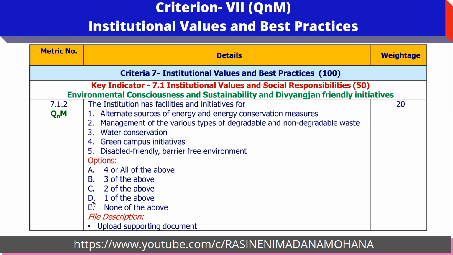So you can select which option your institution is having. If you are having 4 or above, any 4 or all, option A. If you are having any three of the above, option B. If you are having any 2, option C. If you are having any 1, option D. If you are not having any of these 5, option E.